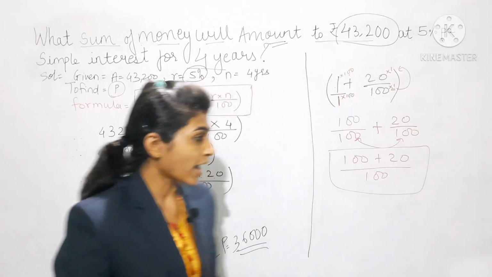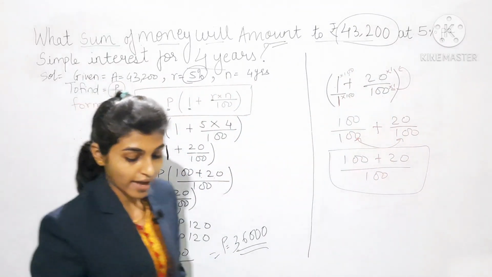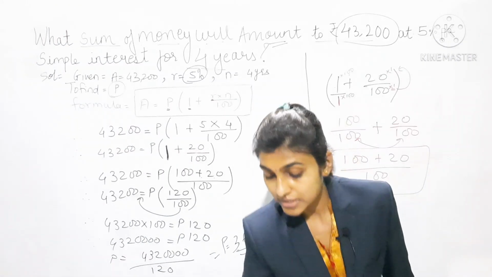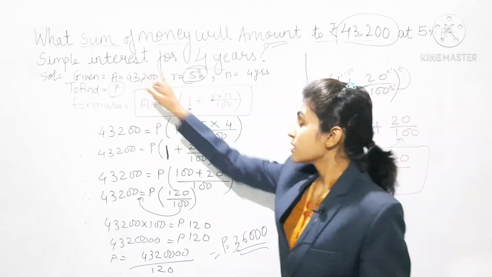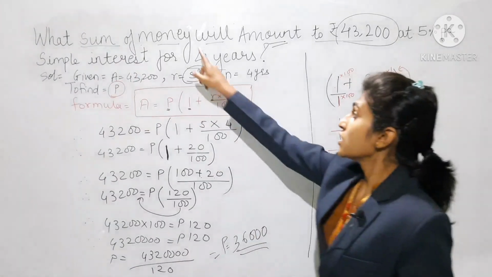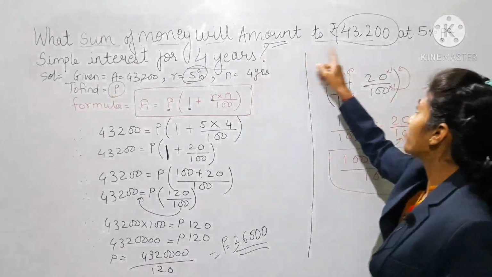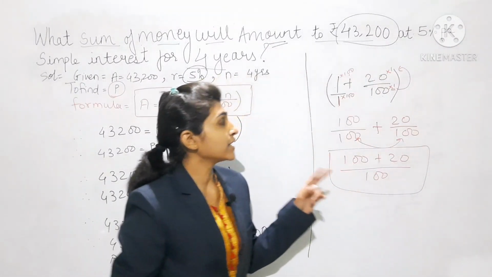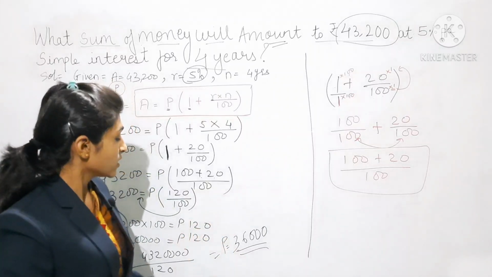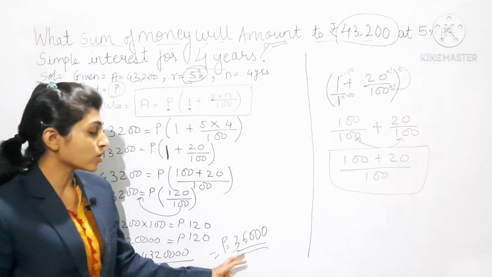I hope you have understood how I got 36,000 as P. Therefore P, the sum, means 36,000 rupees of money will amount to rupees 43,200 at 5% per annum simple interest in 4 years. Did you understand how I got 36,000?